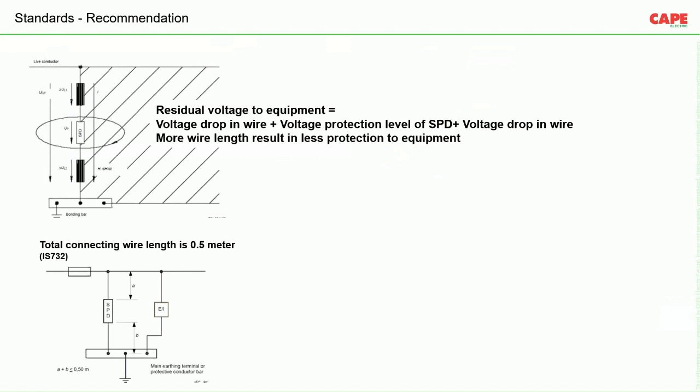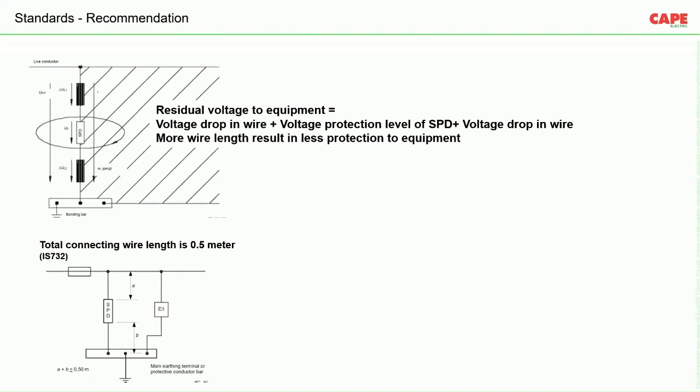As per IS 732 and NBC 2016, the maximum acceptable wire length across an SPD is 0.5 meter. That means if you see a connection, this is your main breaker and this is an SPD connected between earth and this line. Let's say it's a line. From line to SPD there will be one wire. From SPD to earth bus bar there will be a second wire.